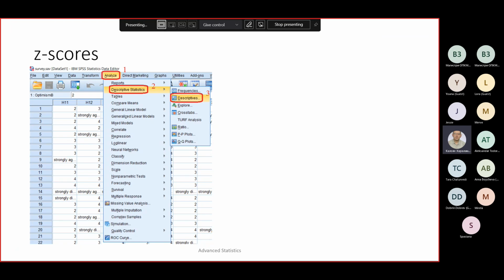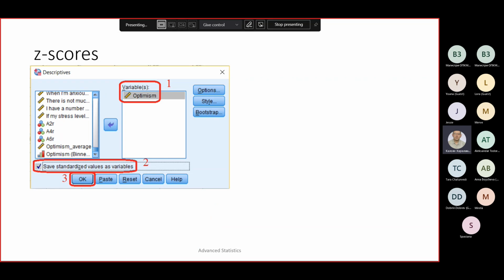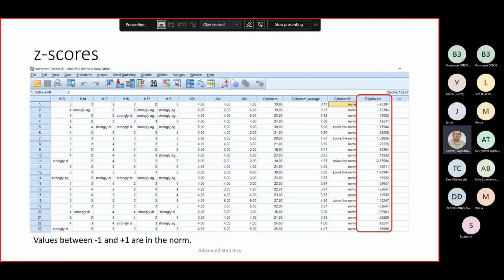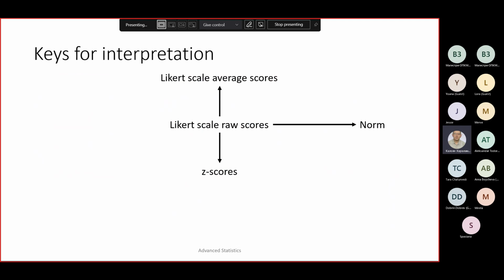Here in SPSS, the calculation is almost the same, but the words are different. In PSPP it was save Z-scores, here save standardized values, but standardized values and Z-scores are the same. Here is the result, and the result is the same as PSPP.